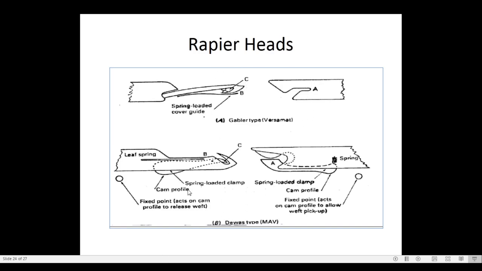So take a few minutes to draw these rapier heads. I'll be giving you 2 minutes again.